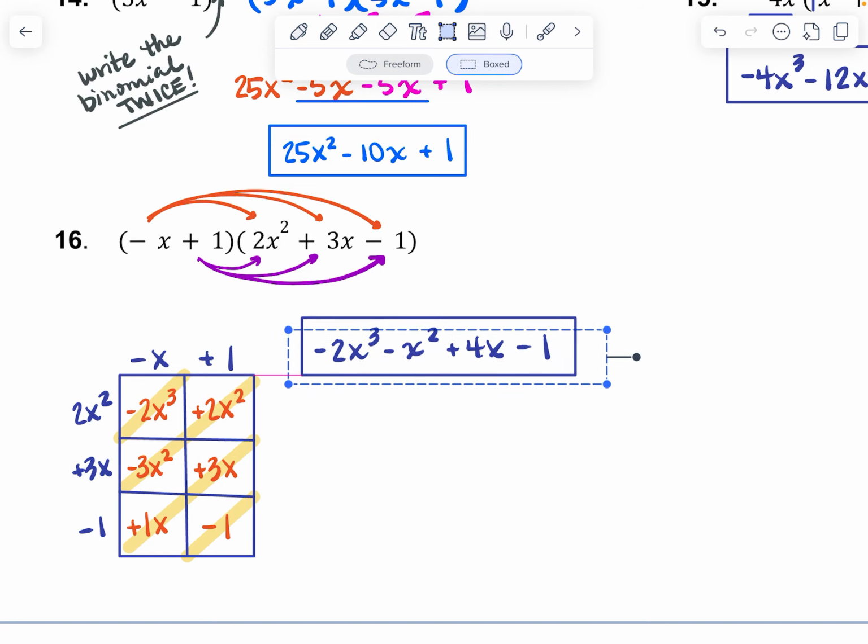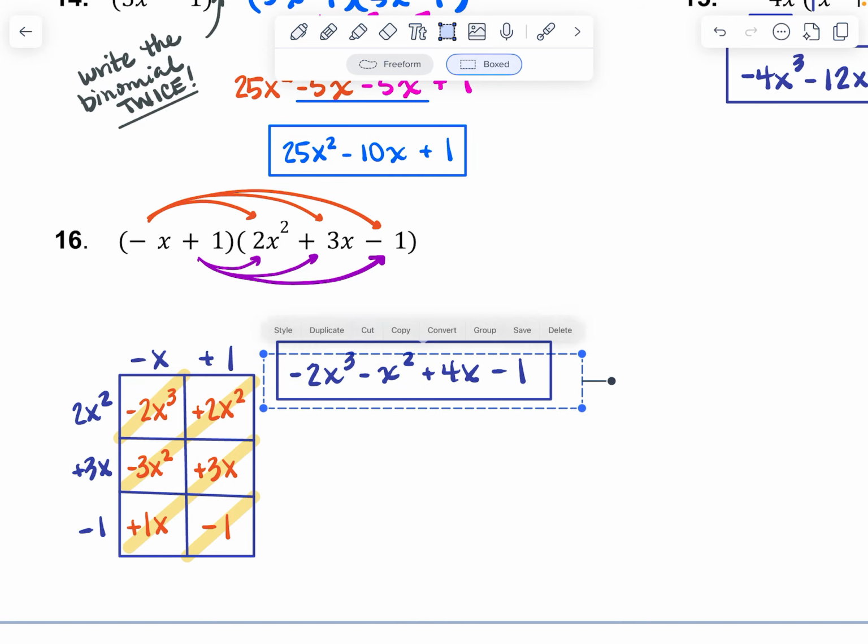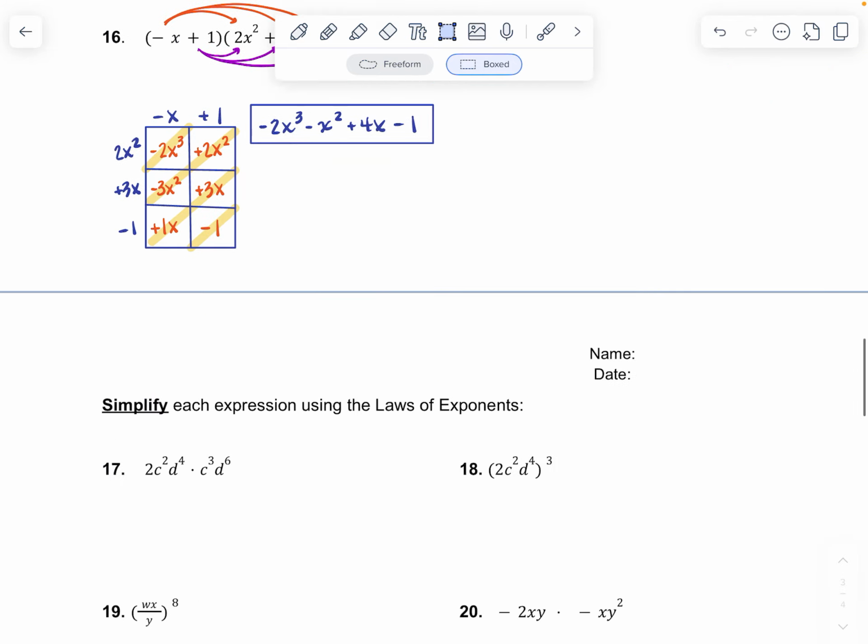All right, moving on to the next page. I'm going to scooch that down here a little bit. There we go.